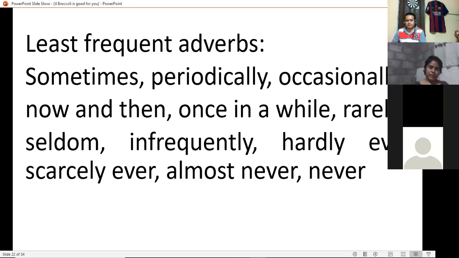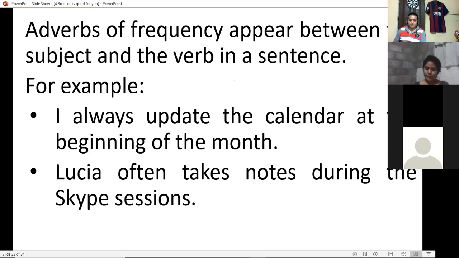Least frequent adverbs. Sometimes, periodically, occasionally, now and then, once in a while, rarely, seldom, infrequently, hardly ever, scarcely ever, almost never, never. Good. Very good. Everybody, lean todos.